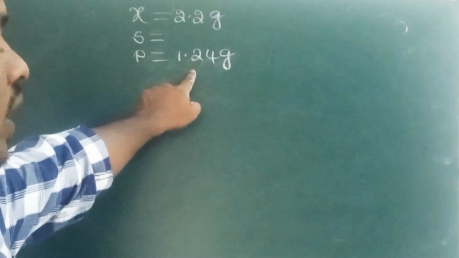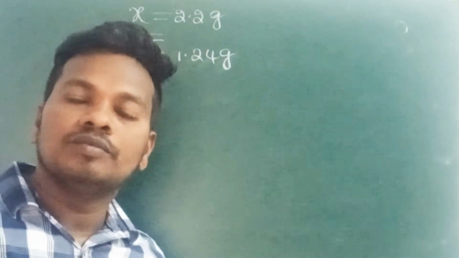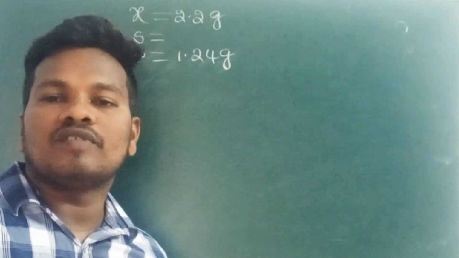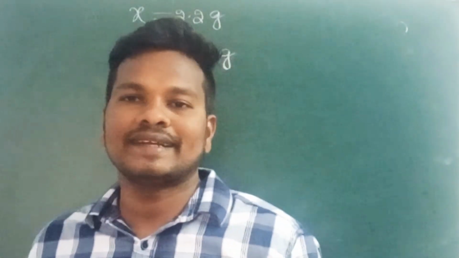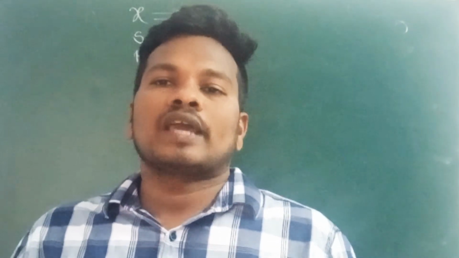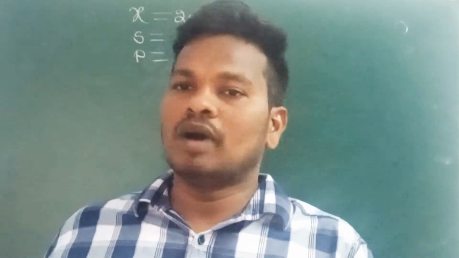X is 2.2 grams, phosphorus is 1.24 grams, and they are asking about the empirical formula and molecular formula. Now what do we have to do? Same thing: calculate the number of moles, take the ratio, and you will get the simple ratio, which is the empirical formula. From that you can get the molecular formula.